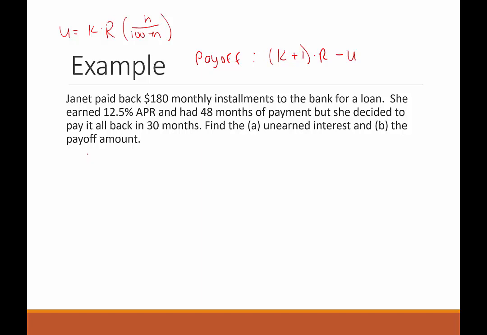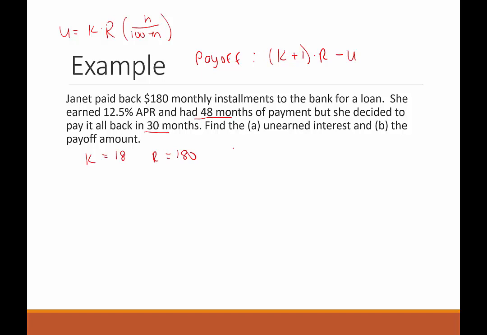Okay, let's find our variables. So what's going on here? She agreed to a 48-month payment plan, but she's paying it back in 30. So in this case, K is going to be 48 minus 30, which is 18. Her regular monthly payments are $180.